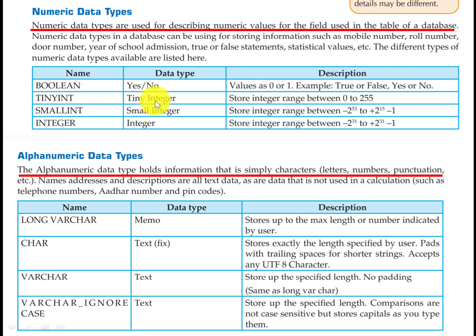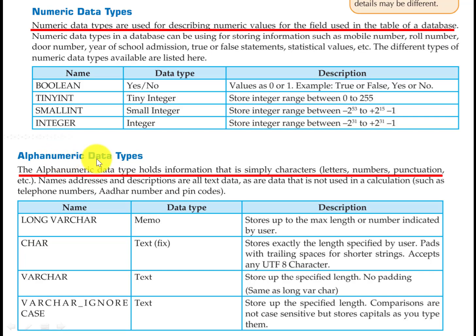Tiny int, tiny integer. The syntax is tiny int, or we say it as a tiny integer. It stores the range between 0 to 255. Small integer, it stores in the range between minus 2 raised to the power 15 to plus 2 raised to the power 15 minus 1. This value we can add in small integer. If we take the integer as a data type, then it can store the integer value between the range of minus 2 raised to the power 31 to plus 2 raised to the power 31 minus 1.